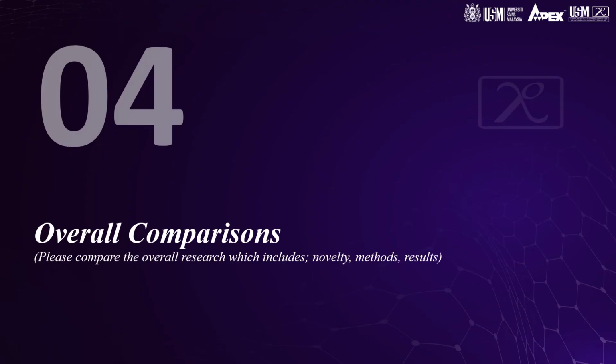So the next one is the overall comparisons. Please compare the overall research, which includes novelty, methods, and results. Compile it in 1 or 2 pages or 3 pages. You can make it as concise and condensed as possible, to compare between all of these 3 papers. And again, you can put it in 1 or 2 or 3 slides as you wish.